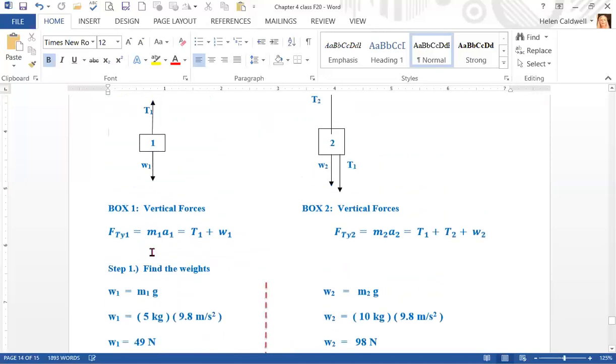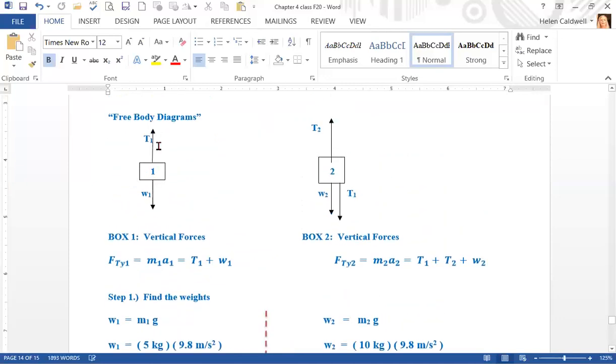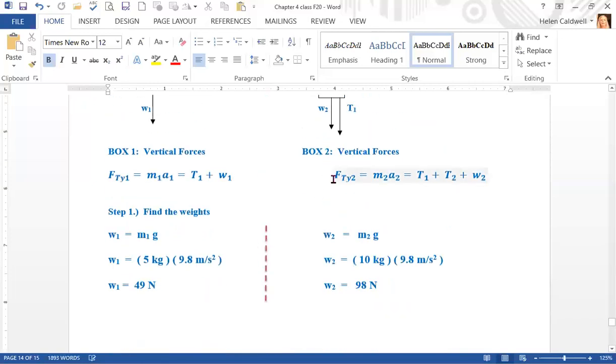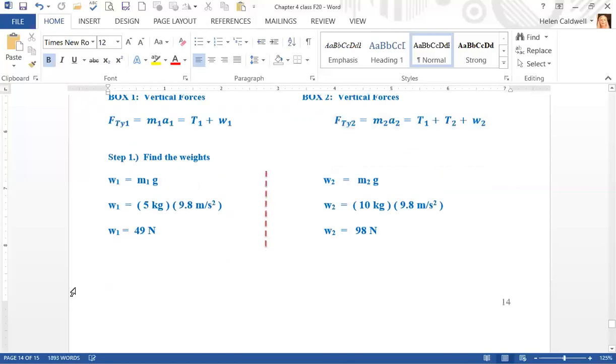Let's look at the boxes. So T1 points up in this picture. Look what happens over here on box 2. Does it point up? No, it points down, which means when we use this second equation, T1 will get plugged in as a negative number.